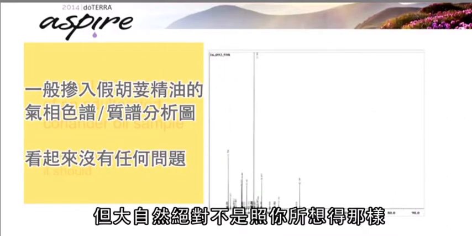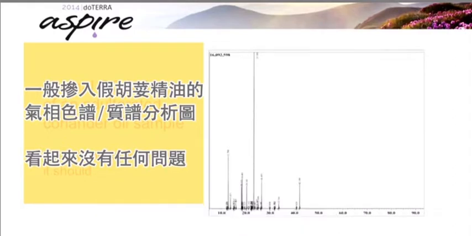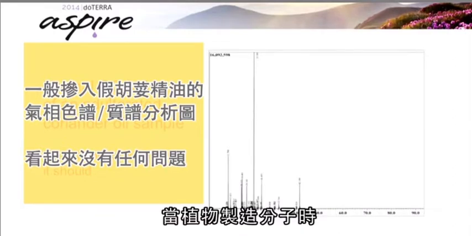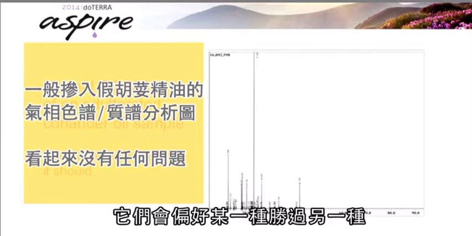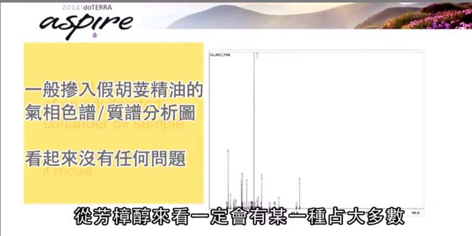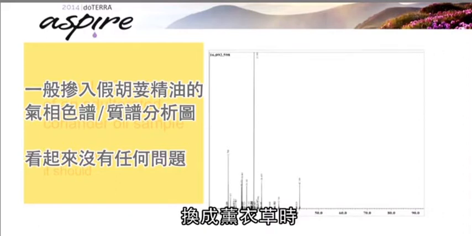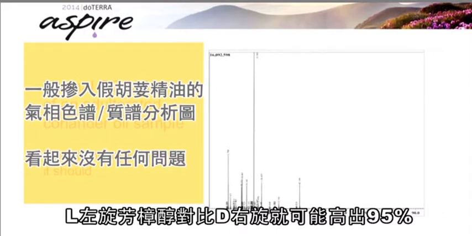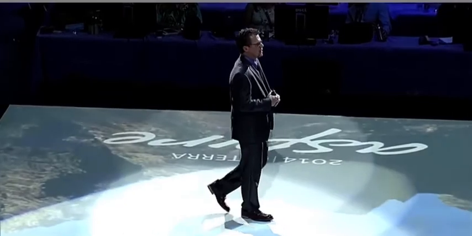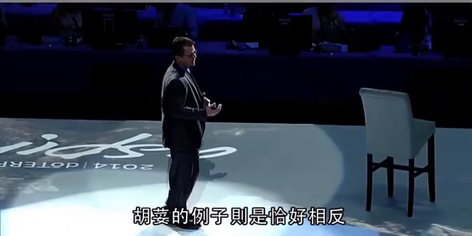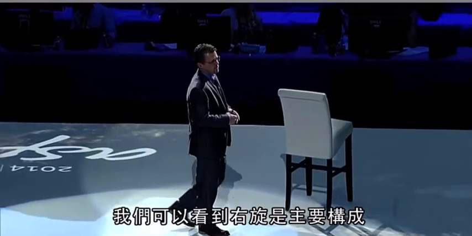But nature is not like that. When plants make molecules, they tend to favor one enantiomer over the other. In the case of linalool, it depends on the plant, but always one form dominates over the other. In lavender, for example, L-linalool would be maybe, say, 95% over the D form. In coriander, on the other hand, we see that D is the main form.